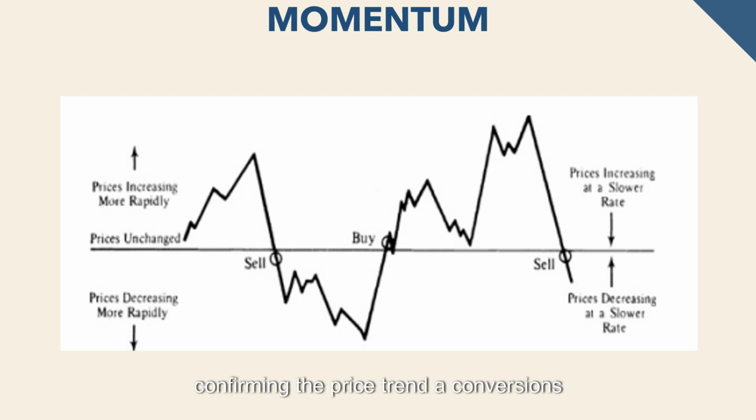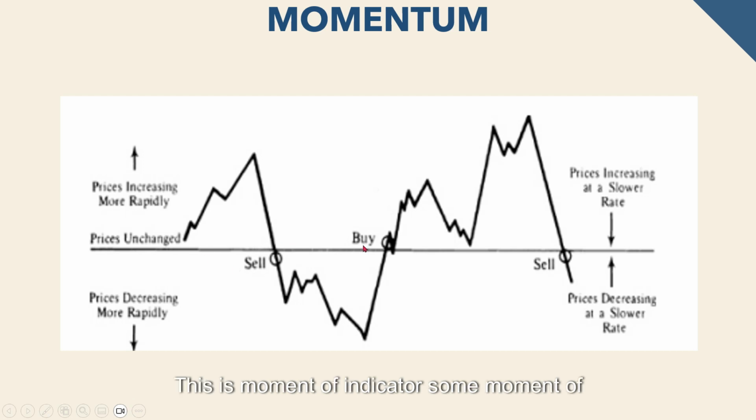Momentum is confirming the price trend. A convergence and confirmation occurs. When momentum fails to confirm the price trend, it gives a divergence. And similarly, momentum is also used to identify overbought, oversold condition. Using momentum, we can identify overbought, oversold condition. In momentum, this chart is one of the significant charts which we need to understand.